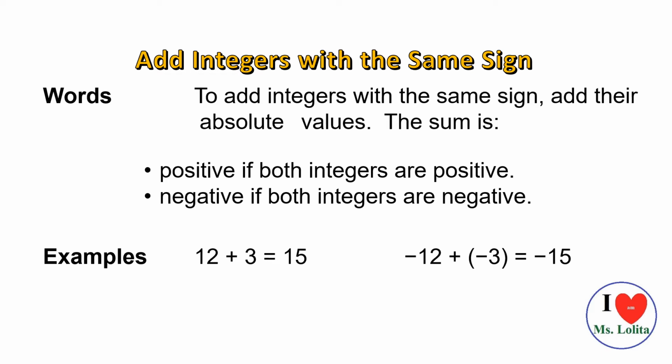For example, if both numbers are positive like 12 plus 3, it is equal to 15. But if both numbers are negative, like negative 12 plus negative 3, the answer is also negative. It is negative 15.